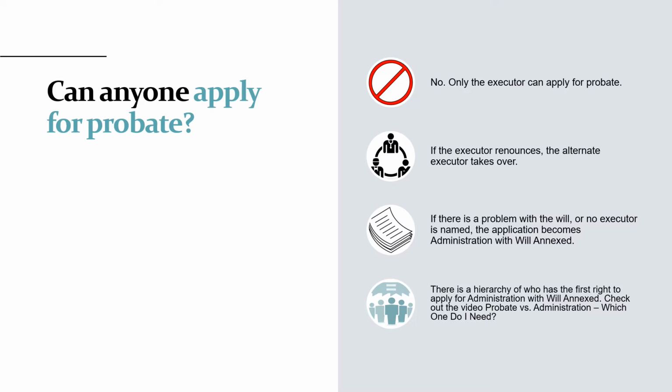But what happens when the executor doesn't want to take on the job? In this case, if there's an alternate executor named in the will, he or she would be able to apply. The executor named first would need to formally renounce the role in order for the alternate executor to be able to apply. When there's an issue with the will that may impact its validity, or if there is no executor named, the probate application becomes an application for administration with will annexed. This is most common with homemade wills. For more information about this kind of application, check out our video, Probate versus Administration, Which One Do I Need?